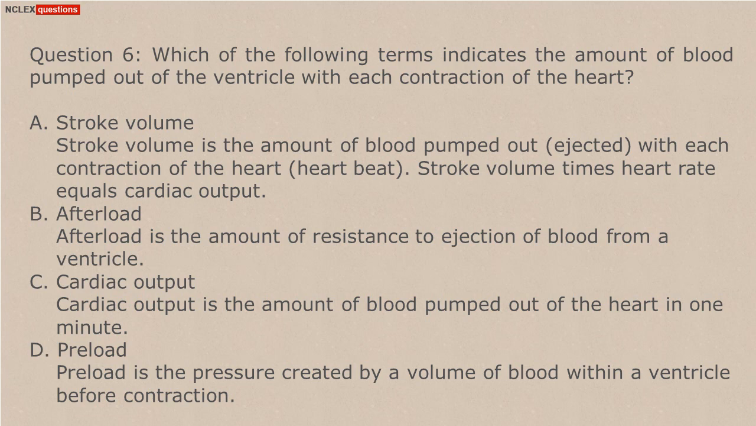B. Afterload. Afterload is the amount of resistance to ejection of blood from a ventricle. C. Cardiac output. Cardiac output is the amount of blood pumped out of the heart in 1 minute. D. Preload. Preload is the pressure created by a volume of blood within a ventricle before contraction. Answer A.